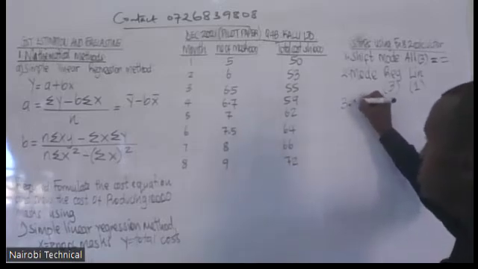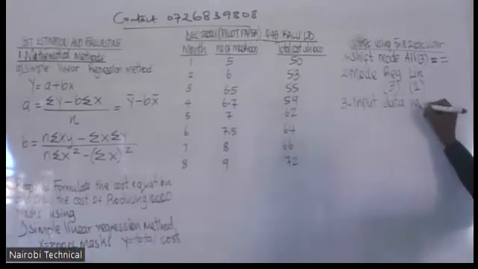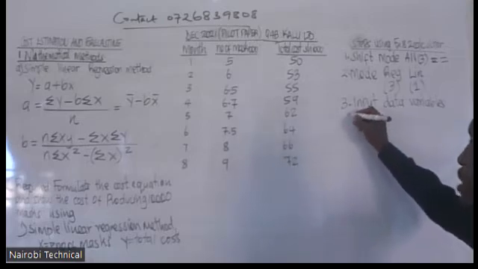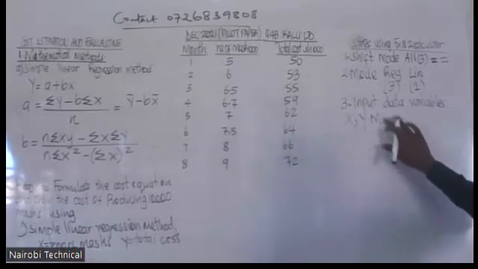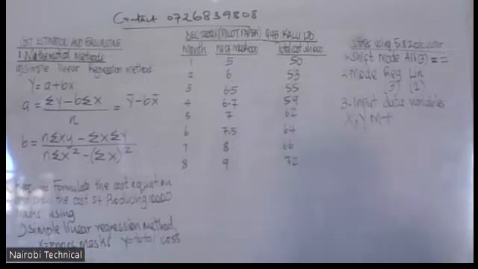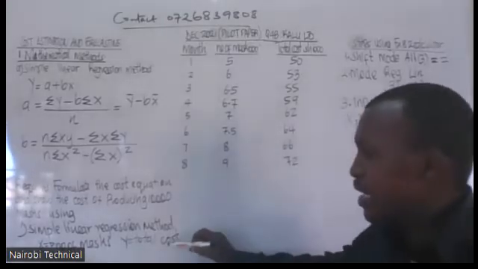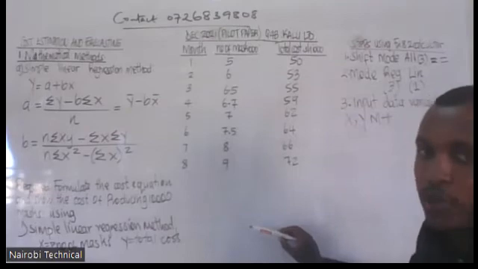Then step number 3 is you input your data values, and when you're inputting these data values, you input them in the form x, comma, y, M plus. And let me show you how. So we agreed and decided that x is the number of masks here, y is your total cost. So you're going to input them in this form.